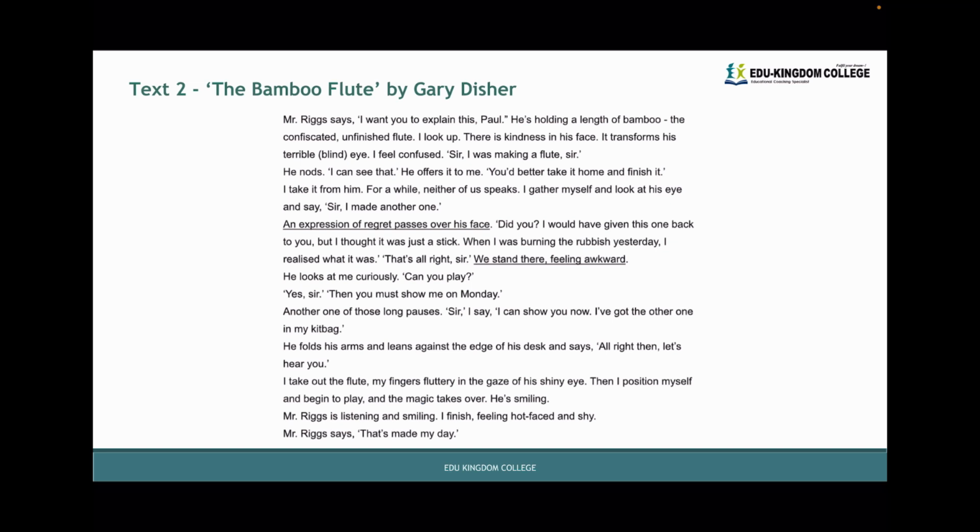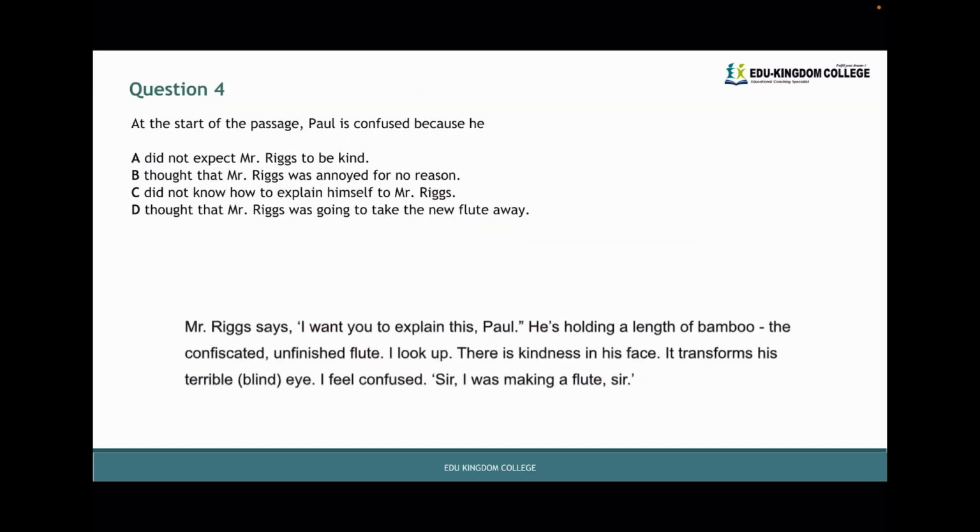This is our second text, The Bamboo Flute by Gary Disher. So please read this extract in your own time. Just take a good look at the detail of the dialogue and how the characters interact with one another, and then come back to this video when you finish reading. So in this extract, we have two main characters. We have Paul and Mr. Riggs.